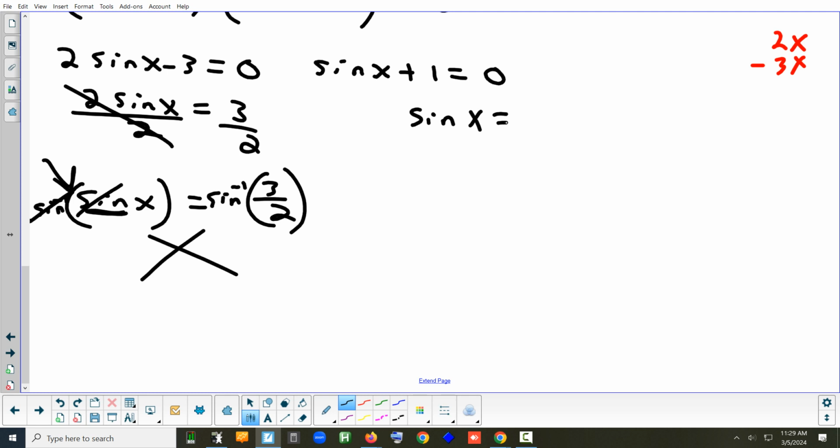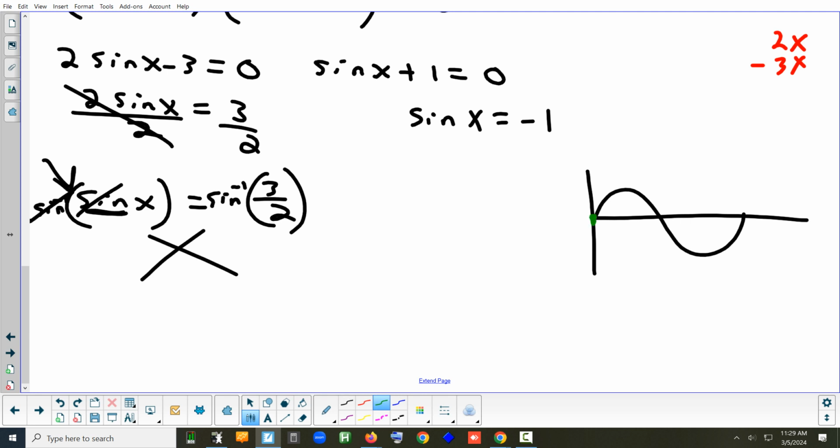First thing we have to do is put that 1 on the other side. How would you move the 1 over? Subtract it. Yep. And now, you could do inverse sine of both sides, but it's easier to just think of the graph of sine.